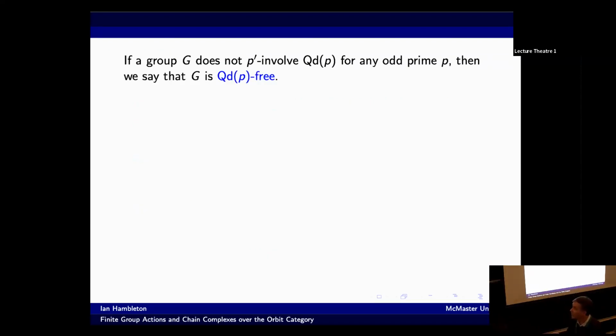And if it doesn't, in the sense of that previous definition, essentially, if there's no subquotient which is a QDP for any odd prime, then we say that the group is QDP free. Use of terminology.